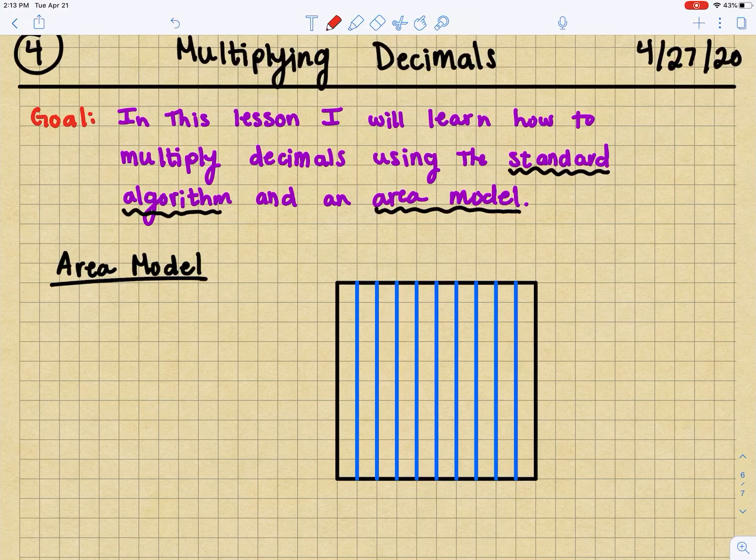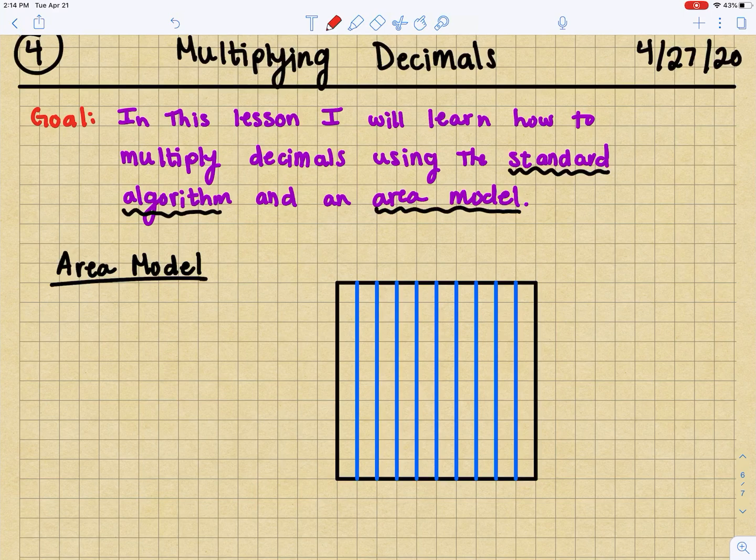All right, so our goal is in this lesson, I will learn how to multiply decimals using the standard algorithm and an area model. If you remember in the last lesson with adding decimals, we used a standard algorithm to add them. So there is a standard algorithm for multiplying as well. But I wanted to start off with the area model first.